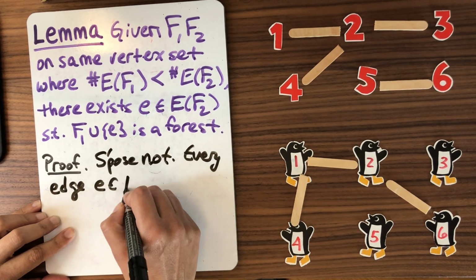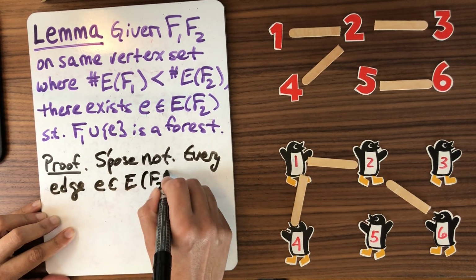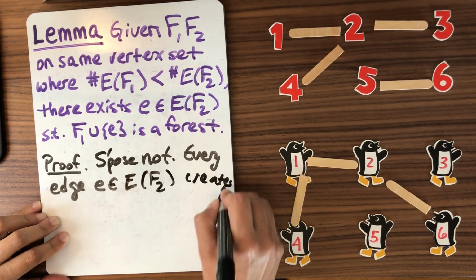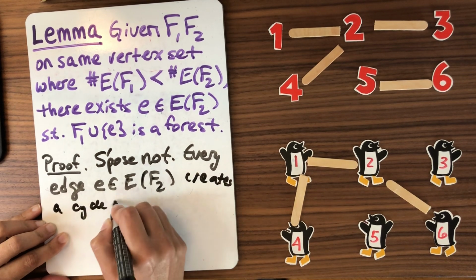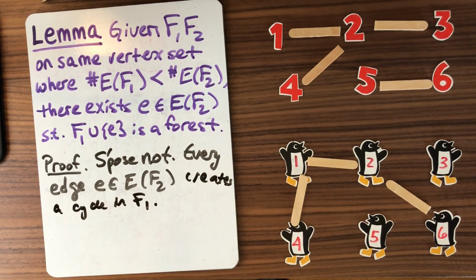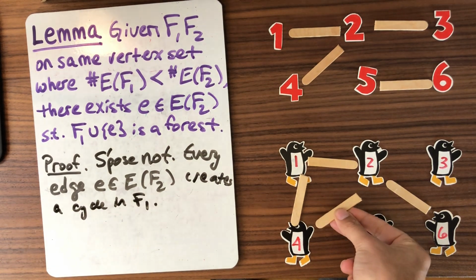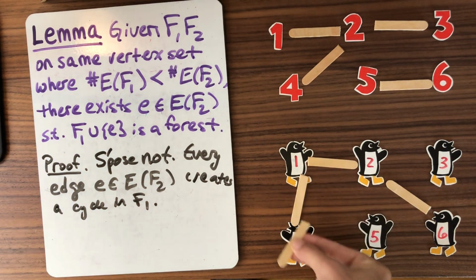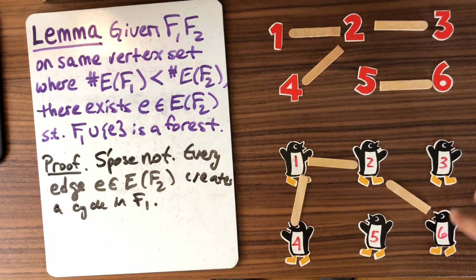E in forest 2, so that's an E of F2, the edge set of forest 2, creates a cycle in forest 1. What does that mean? Well, let's think about some consequences of that. If every edge that I add here creates a cycle, then I have to be adding an edge within the same tree. If I have two different trees and I add an edge, there's no problem. I can't create a cycle when I connect two trees, because there's no cycle between either tree. So adding an edge to connect two trees won't be a problem.